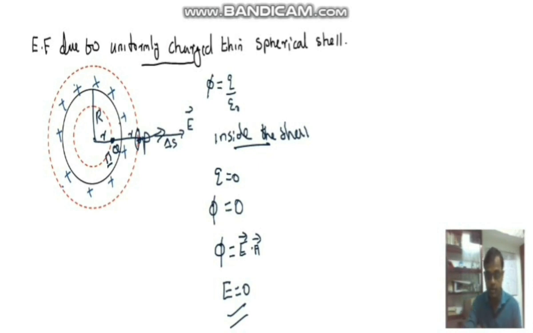And that formula we have learned now: sigma divided by epsilon 0 into capital R square divided by small r square. But here inside there is no charge enclosed, so there is no flux. We have already learned this conclusion before. So there is no flux, so E is equal to 0 inside.